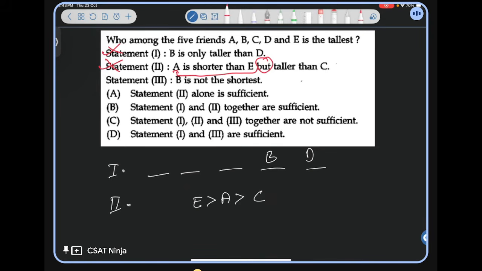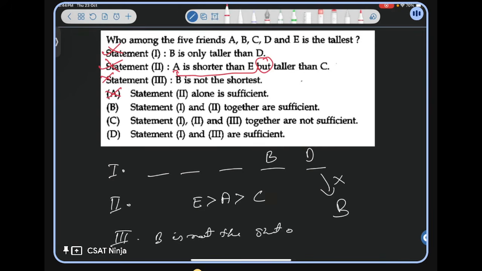Let us check the third one. Statement number 3 says B is not the shortest. What do we mean by that? In this place, B will not belong. So statement number 3 is also not sufficient to answer. Let's start with some option elimination here. 2 alone is not sufficient. That's not a problem, I'll eliminate it directly.